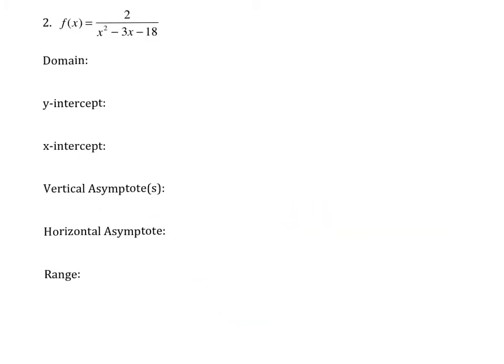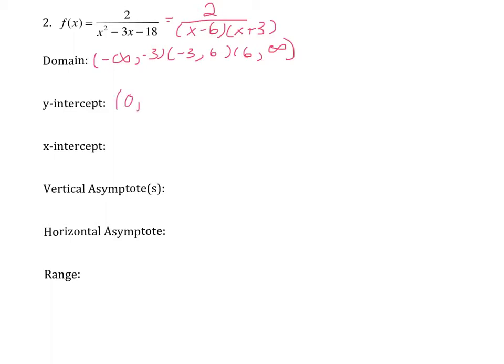For number 2, I'm going to first factor the denominator. So I get 2 over x minus 6 times x plus 3. That shows me that the two numbers that will make the denominator go to 0 are negative 3 and 6. So my domain will be from negative infinity to negative 3, and then negative 3 to 6, and then 6 to infinity. To find the y-intercept, we plug in 0. So if I plug in 0 to the original function, I'm going to get 2 over negative 18, which is negative 1/9.